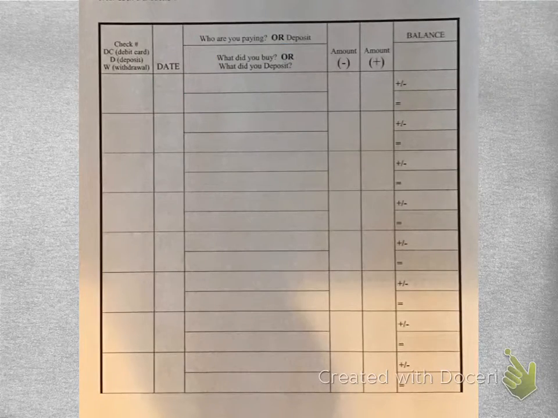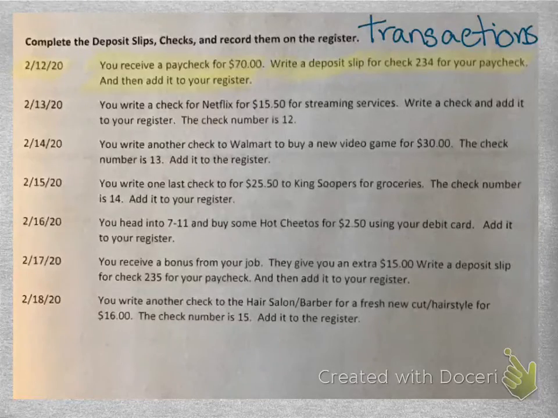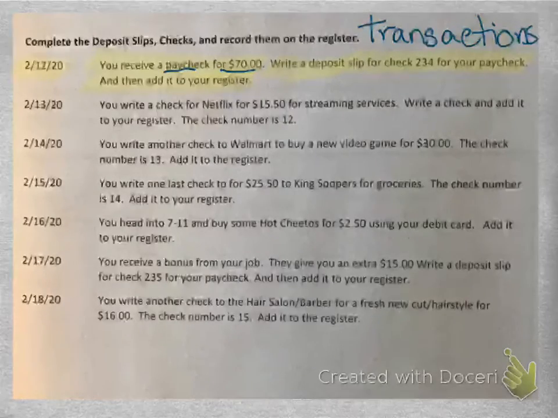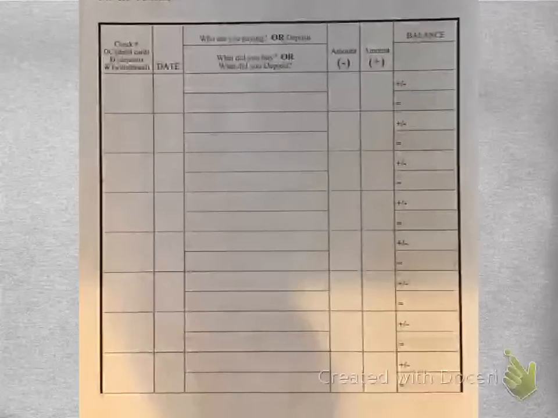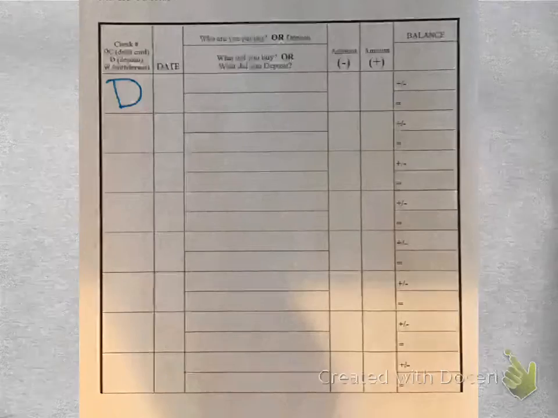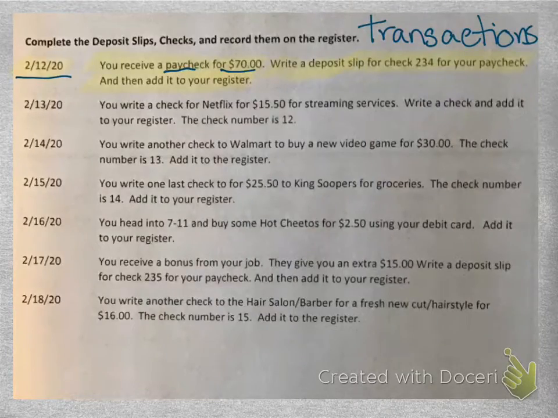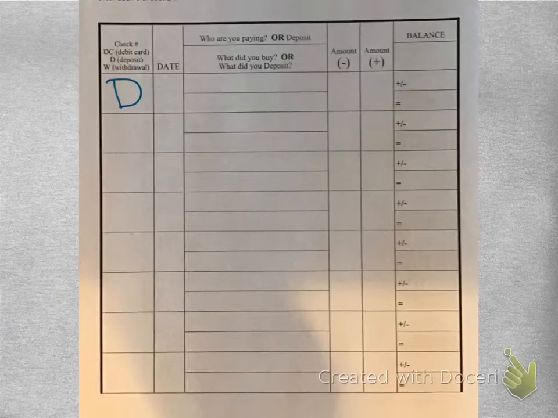I'm going to go back and look one more time. It tells me I have a paycheck for $70. Okay, I'm going to go put that in here. So a paycheck means it's going to be a deposit. I'm going to put it into my account, so I'll put a D. The date that it happened was on 2/12/20. So I'm going to squeeze that in here. Be as neat as I can with my fat pen. Who are you paying? I'm not. It's a deposit. So I'm going to put deposit in here on the first line.